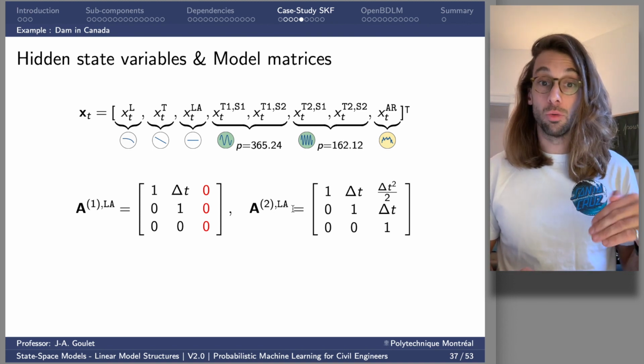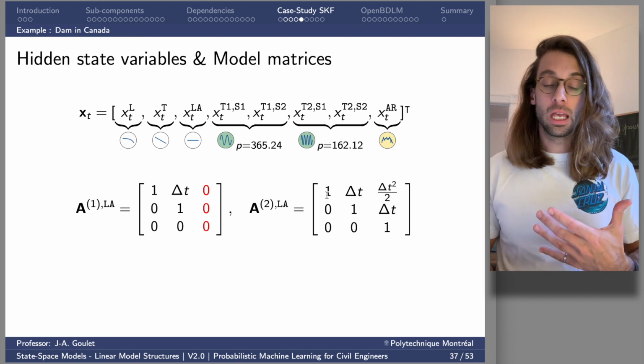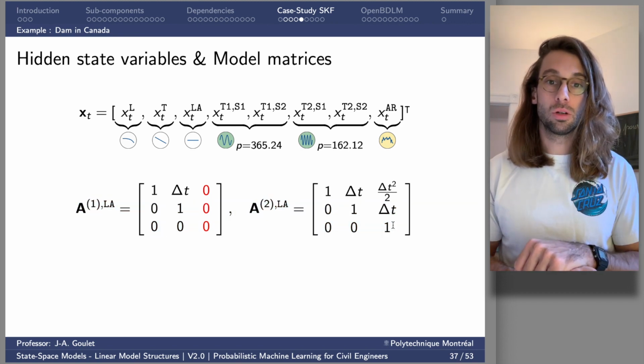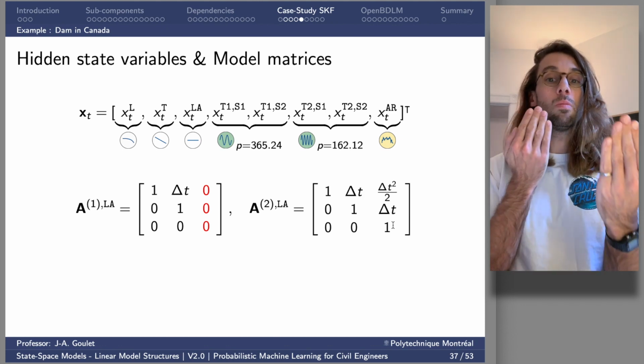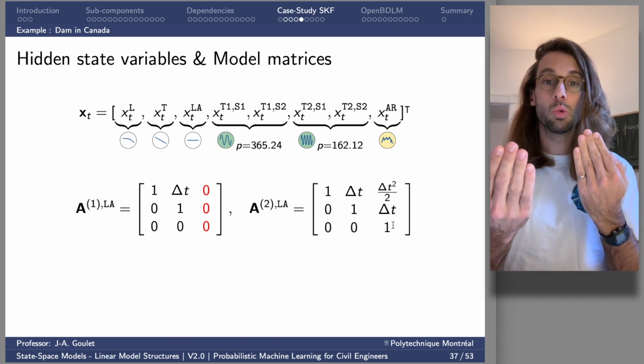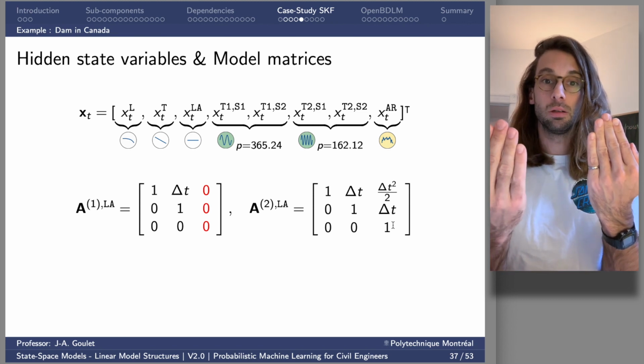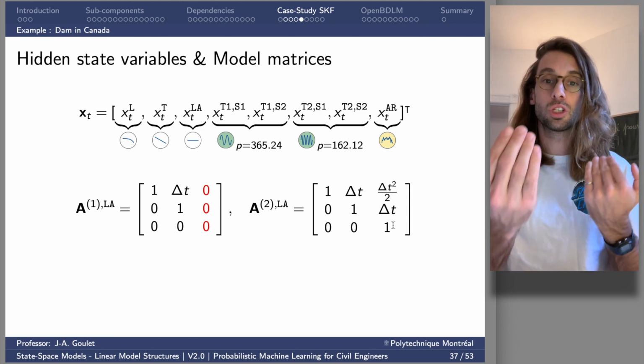For my second model, which represents the abnormal model, it's going to have the full model matrix for my local acceleration term. So the two models I'm going to put in competition are one with a constant speed and the other one with a non-constant speed. Constant speed versus constant acceleration.